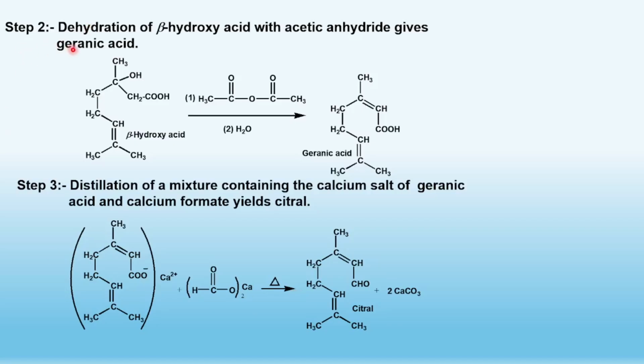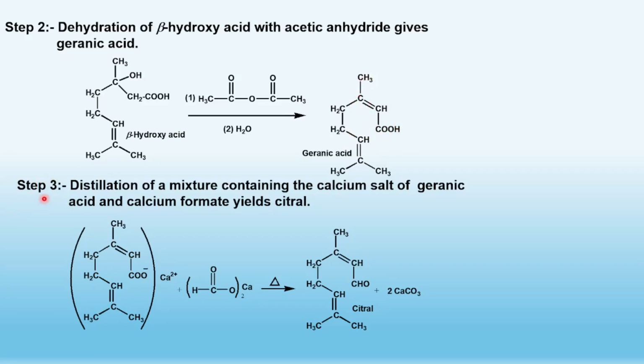In the second step, dehydration of the beta hydroxy acid with acetic anhydride gives geranic acid. So as you can see, after the treatment with acetic anhydride, we will get a geranic acid. Here a terminal carboxylic acid is generated.